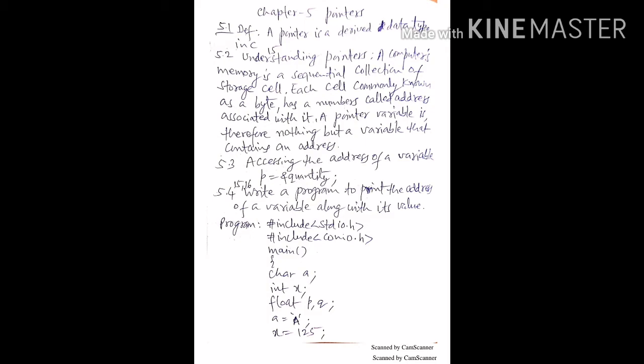Then come to the points. A pointer is a derived data type in C. Understanding pointer. Computer's memory is a sequential collection of storage cells. Each cell, commonly known as a byte, has a number called an address associated with it. A pointer variable is therefore nothing but a variable that contains an address.